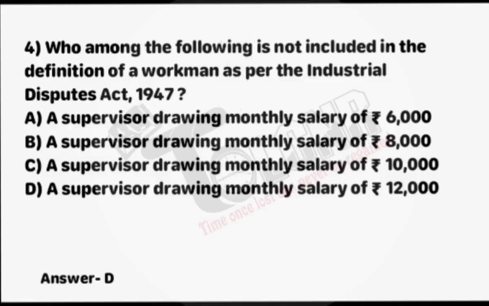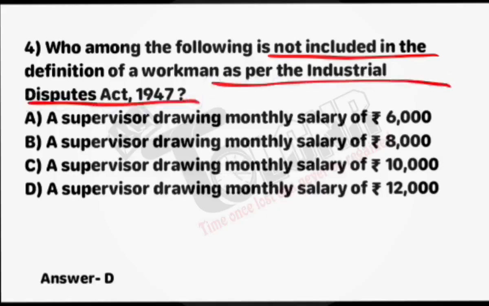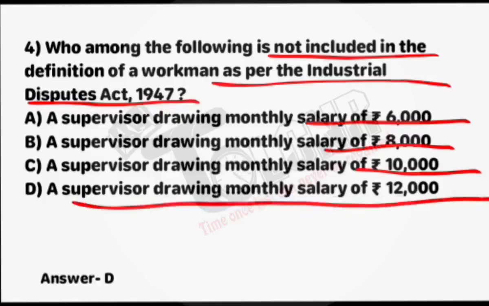Next question, who among the following is not included in the definition of workman as per the Industrial Dispute Act 1947? First option, a supervisor drawing monthly salary of 6,000. B option, a supervisor drawing monthly salary of rupees 8,000. And C option, a supervisor drawing monthly salary of 10,000. And D option, a supervisor drawing monthly salary of rupees 12,000. Option D is correct. A supervisor drawing monthly salary of 12,000 is not included in the definition of workman as per the Industrial Dispute Act 1947, right?